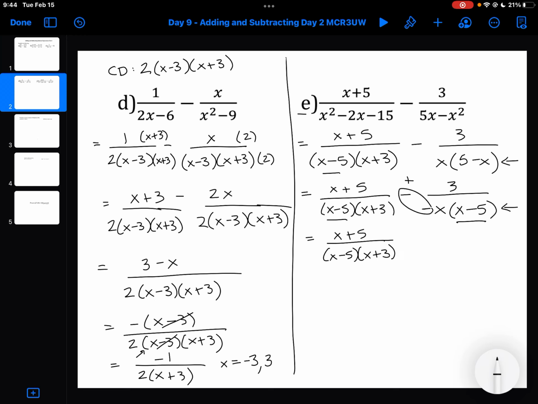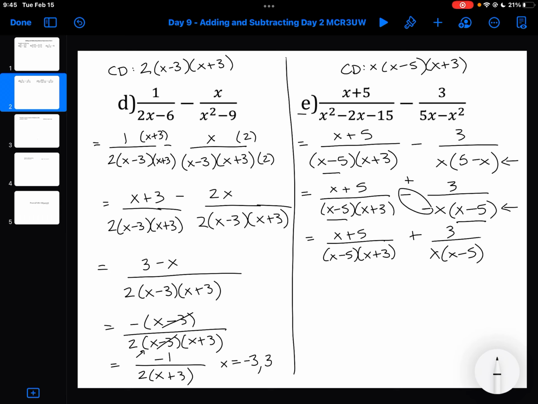And then I'm going to work towards creating my common denominator. So I notice that both of those denominators have an x minus 5. So I know that has to be part of my common denominator. I also have an x, and I also have an x plus 3. So when I multiply those three factors together, that's going to give me my common denominator.